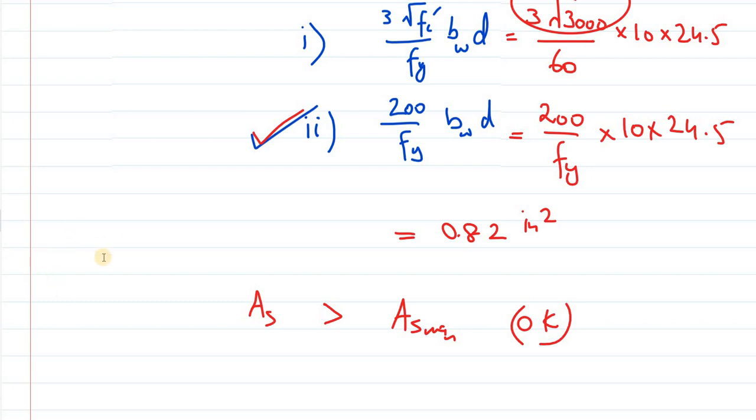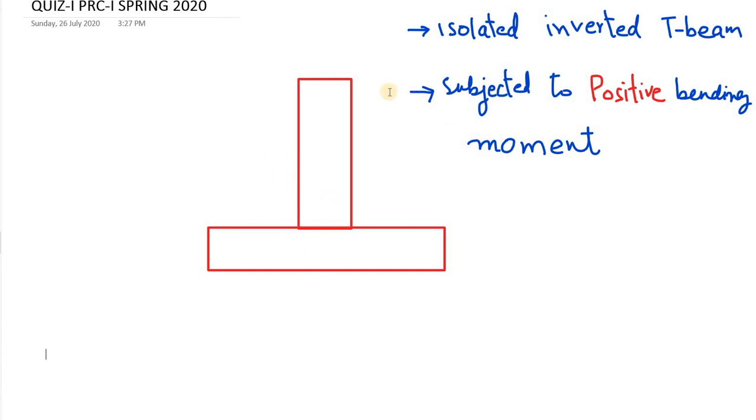Alright, I'm assuming that by now you have opened the link, and the question is not yet appearing because I want you to first see the problem statement and then I'll show you the question. This is an inverted isolated T-beam. This is an isolated beam, not a part of a continuous floor beam system. It is an isolated T-beam. This is an inverted one, I mean, an inverted T-beam. It is subjected to positive bending moment.